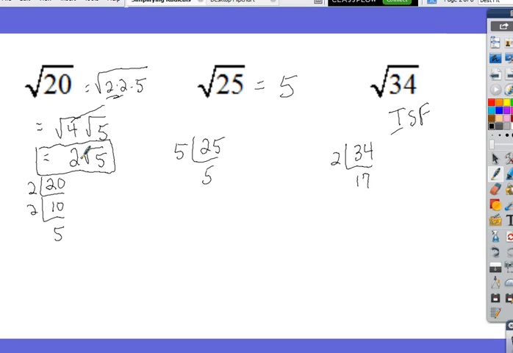Yes, ma'am. For the last one, do I just circle it if it was in simplest form, or do I have to write ISF? So it depends on what the directions were. My verbal directions were if you can't simplify, write ISF.